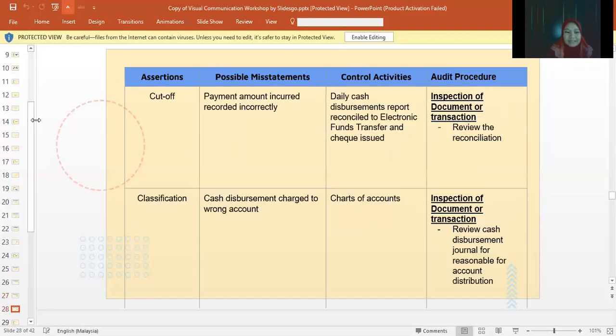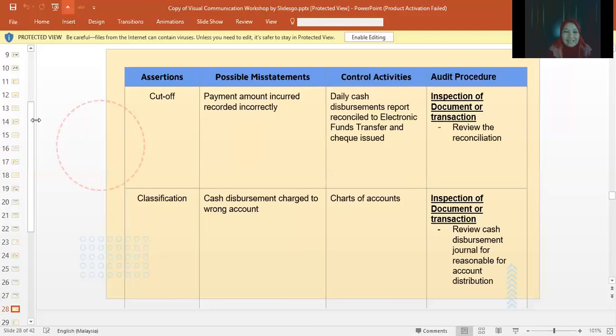And next is cutoff. Okay, so the possible misstatement is payment amount recorded incorrectly. The control activity is that the daily cash disbursement report is reconciled to electronic fund transfers and checks issued. And the audit procedure involved is inspection of documents or transactions, in which management needs to review the reconciliation.